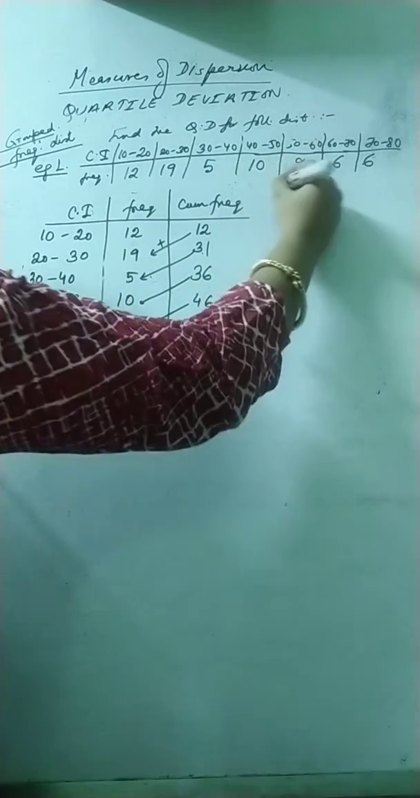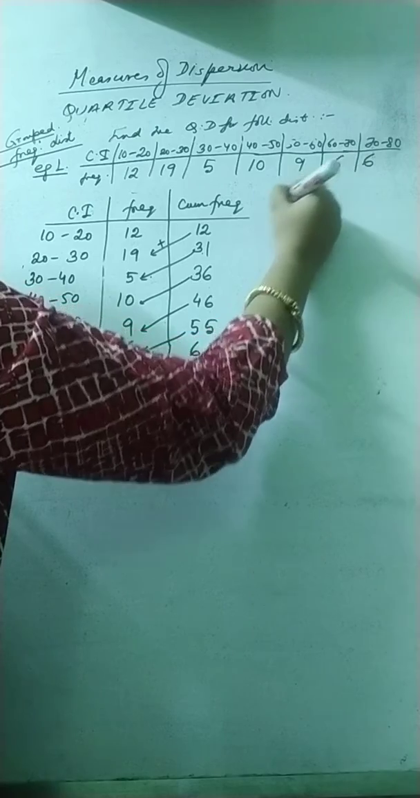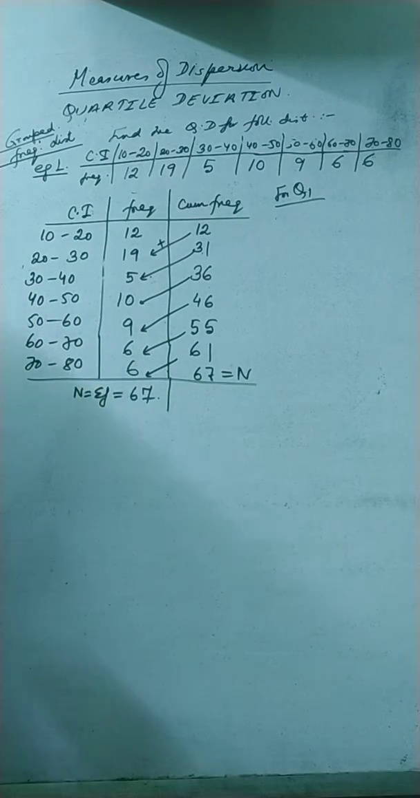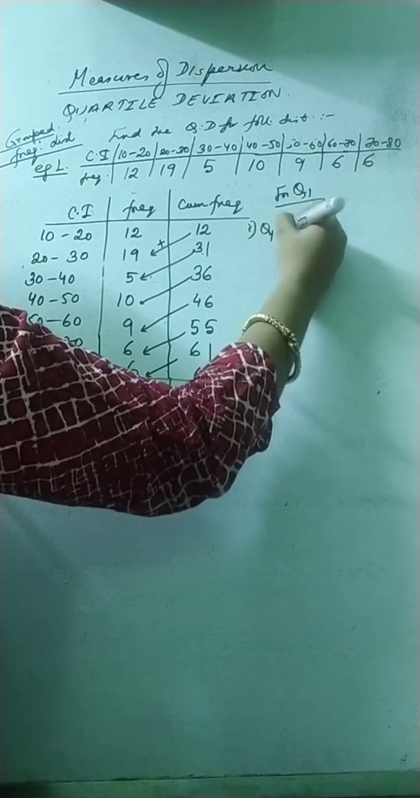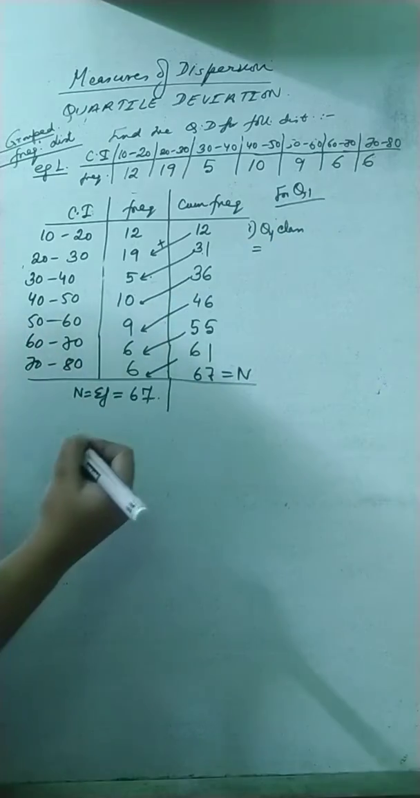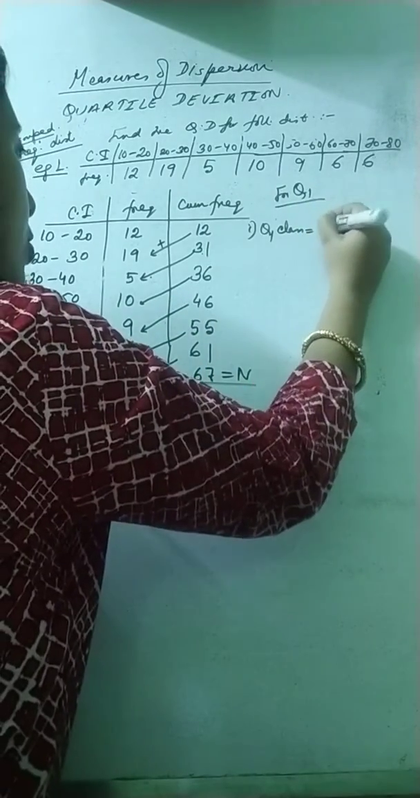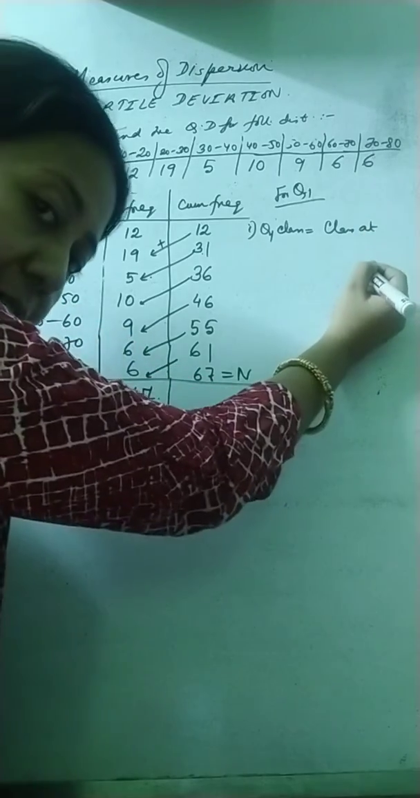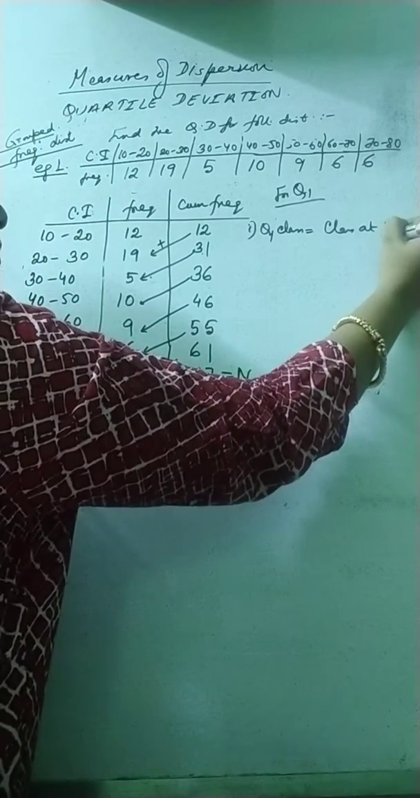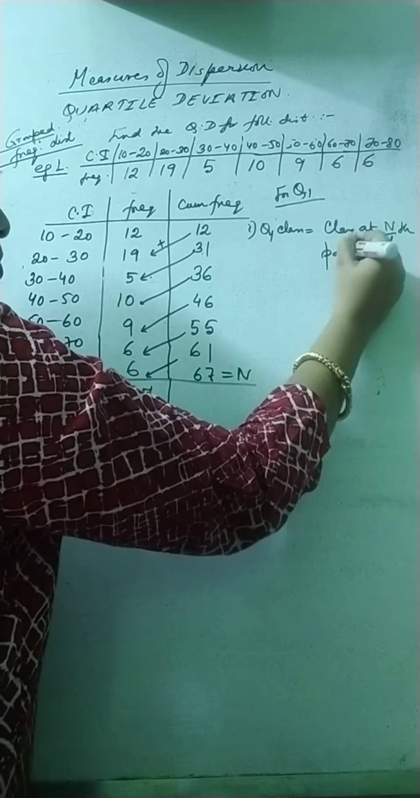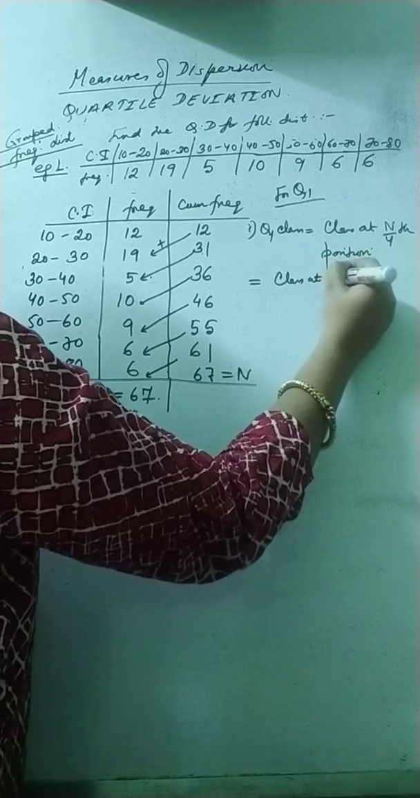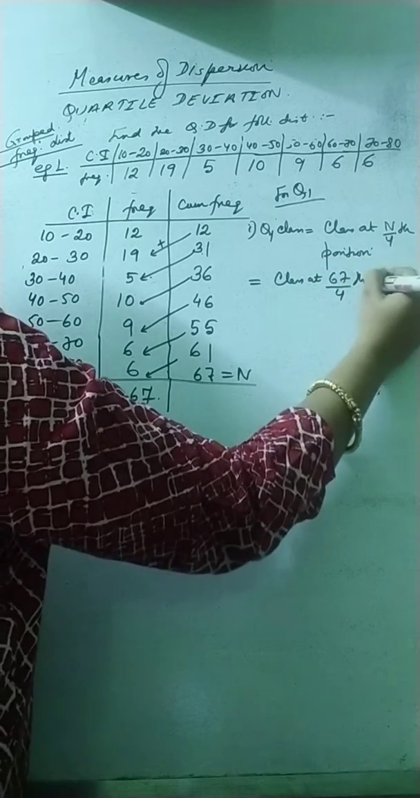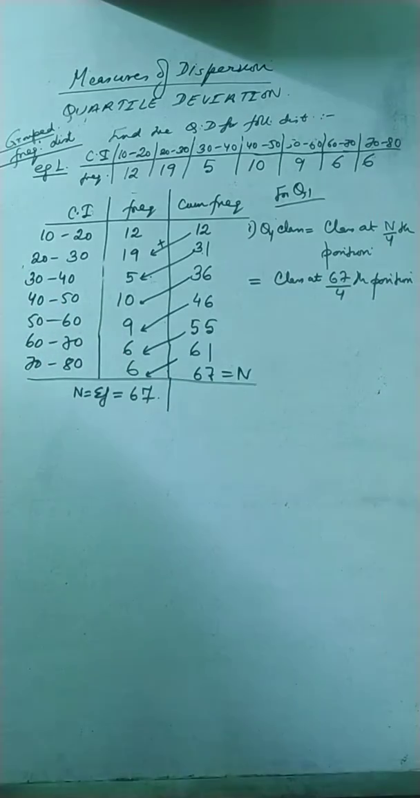Make this narrower for Q1. Okay. First we need the class. Q1 class, part 1. Q1 class is equal to, how far can you see? You can see that side also. So it is class at n by 4th position, and that is equal to class at 67 by 4th position. 67 by 4 stands for how much? 16.75.